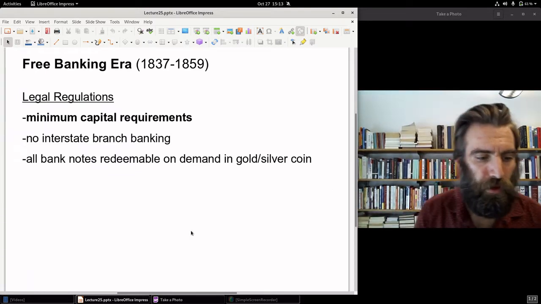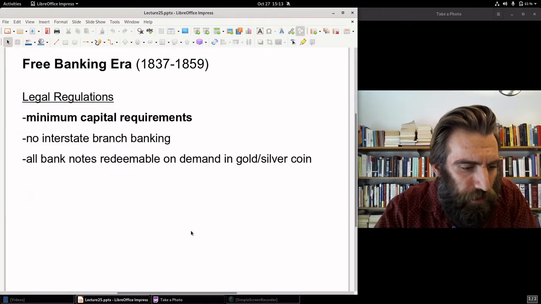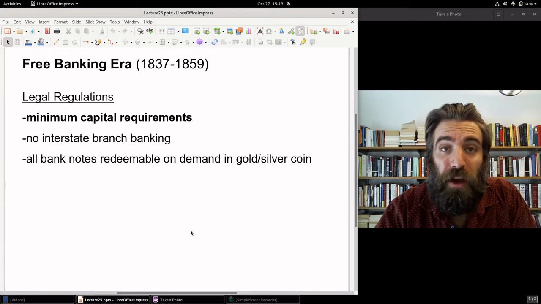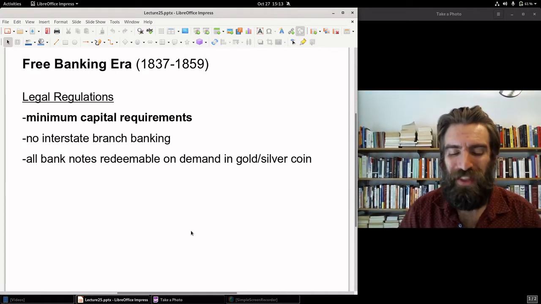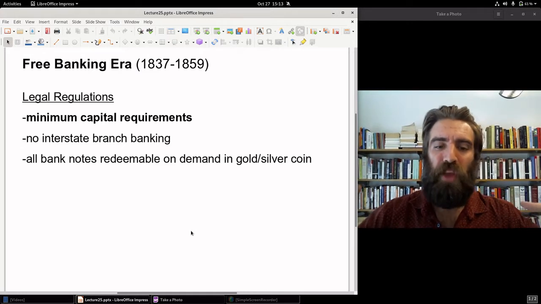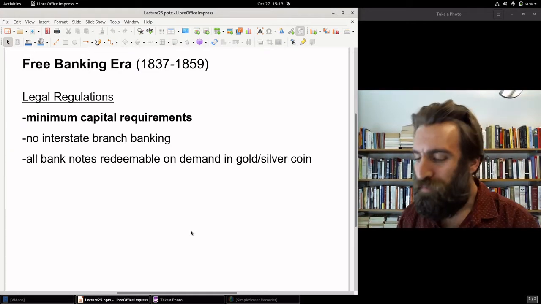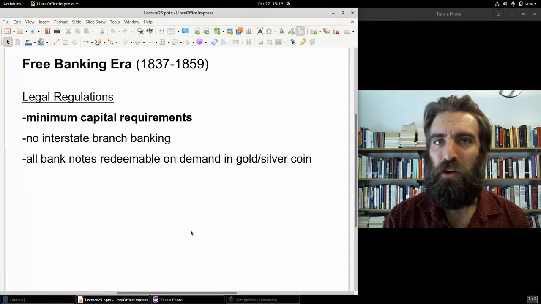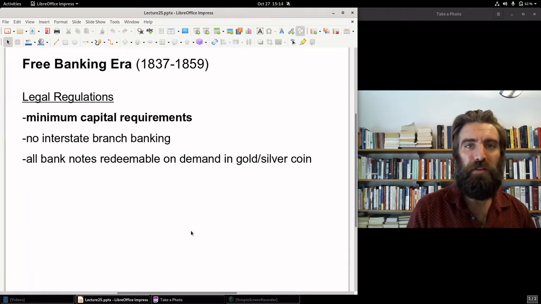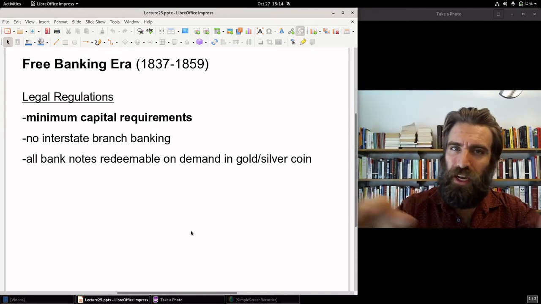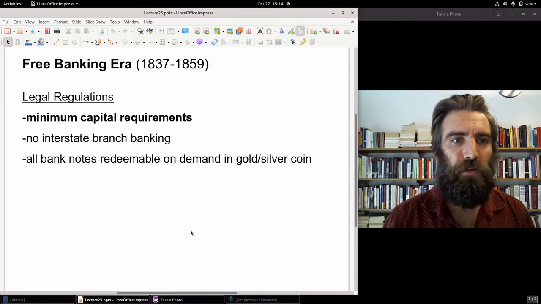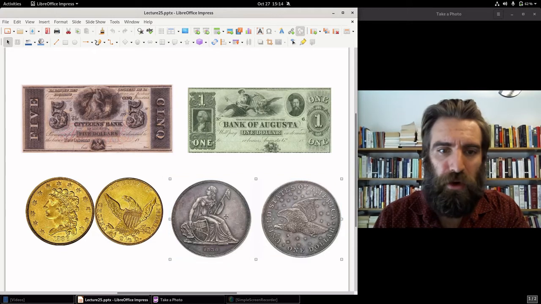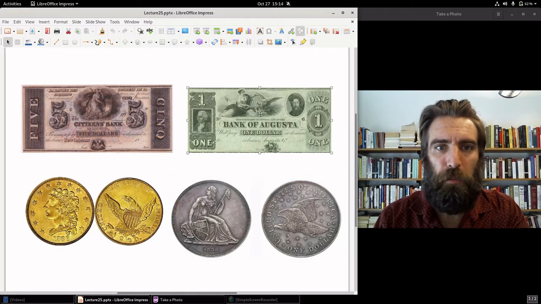Moreover, I can't remember if I have this in a later slide, so if I do, I'll just say it now. There were inspectors who worked for the state government who would visit the bank and inspect their business, audit their books, and check to see that they're not doing anything fraudulent. So you did have bank inspectors working on behalf of the state government just to oversee things and make sure nothing too fishy is going on. So in this era, you still got gold and silver coin, and we got a whole lot of banknotes.